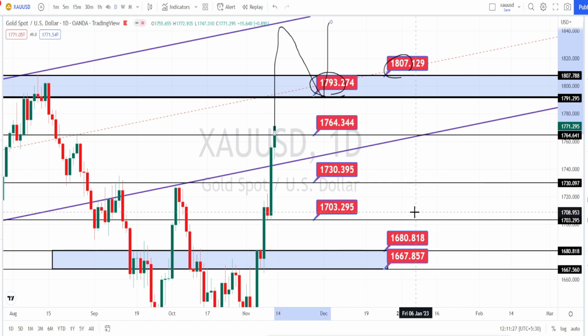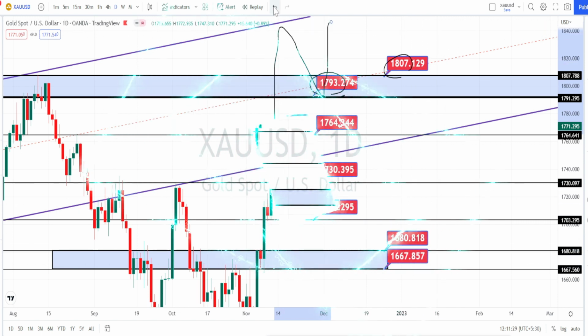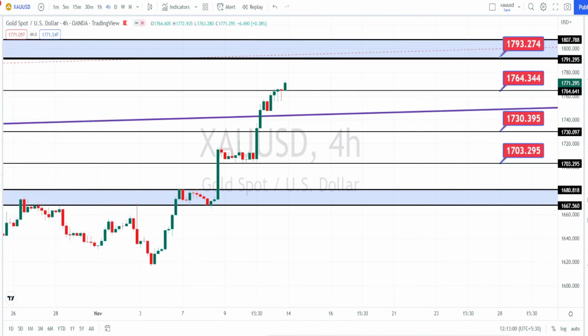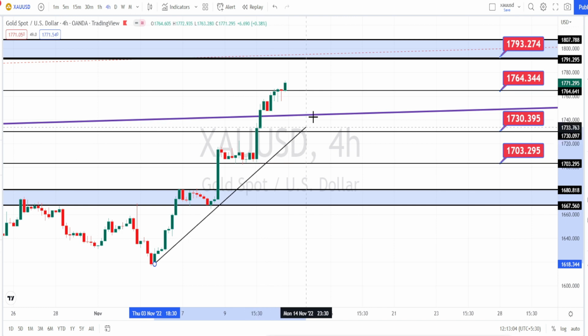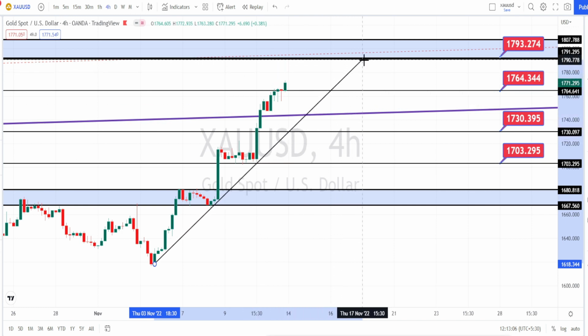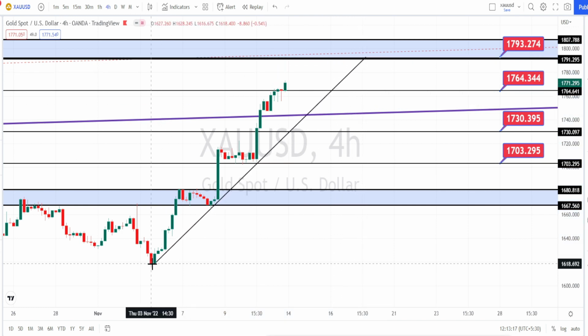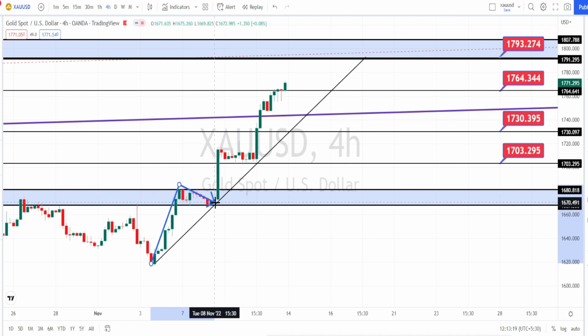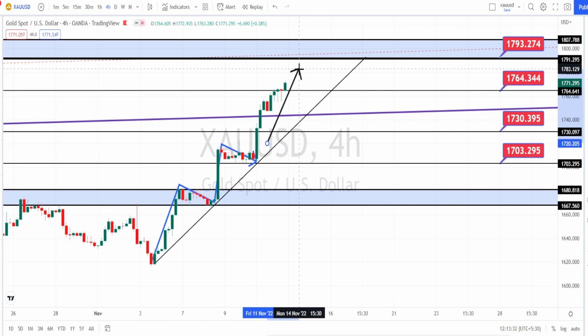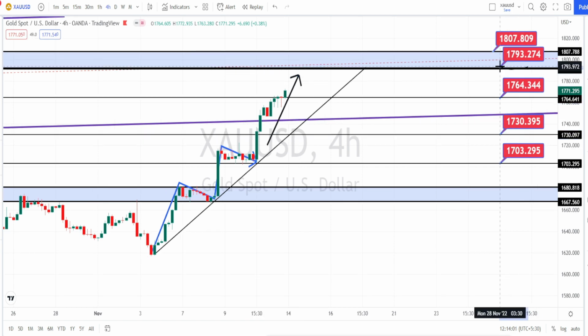Let us look at the price action in 4 hours time frame. I'm in 4 hours time frame now. When we look at the price action in 4 hours time frame, I'm drawing a trend line or a support line to understand the trend of the price action. So based on this trend line or support line, we can notice that the price action is still trending on a bullish trend. And we know from the higher time frame that this area between 1807 to 1793 is going to be acting as a very strong resistance zone.